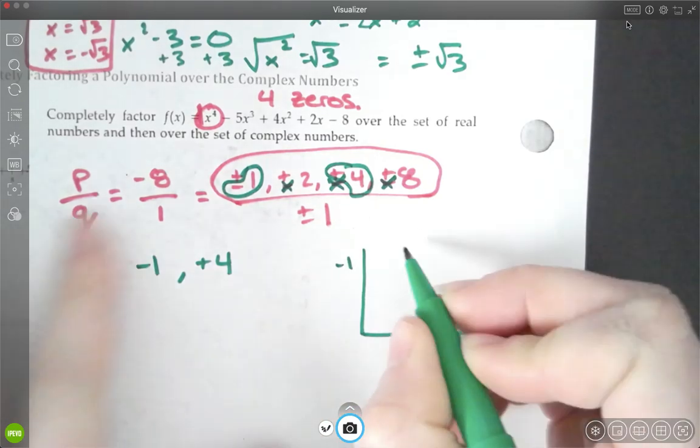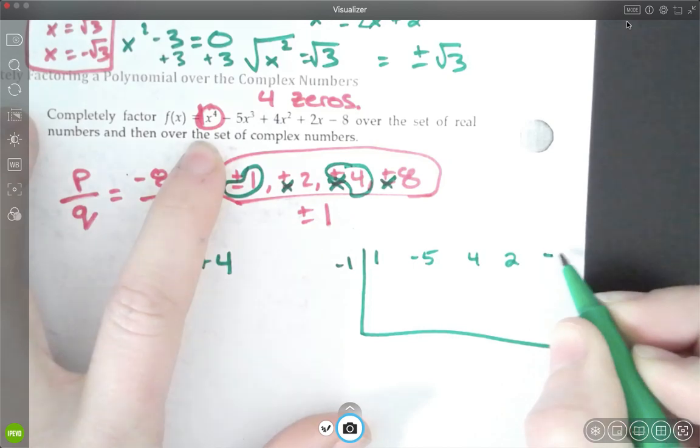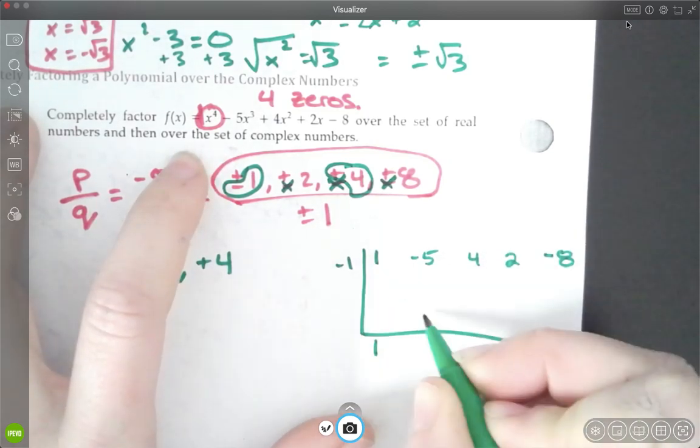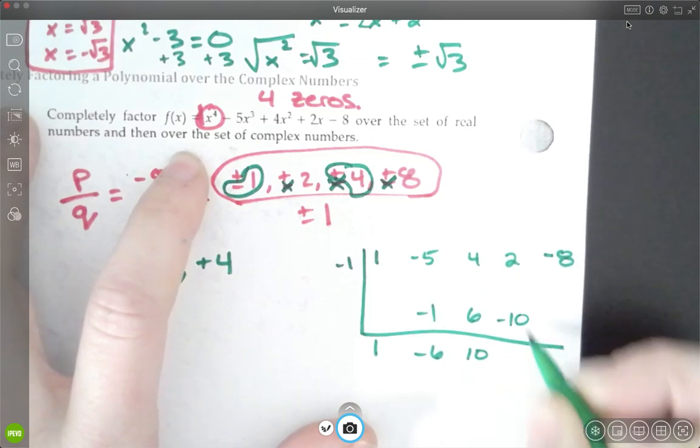1, -5, 4, 2, -8. Bring down the 1, then -1, -6, +6, 10, -10, -8, +8, 0.